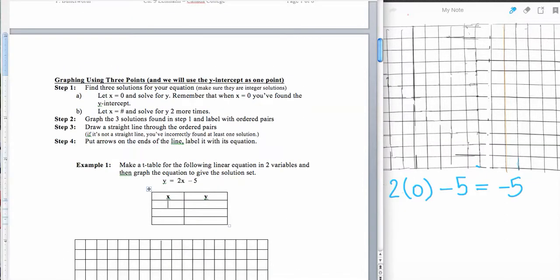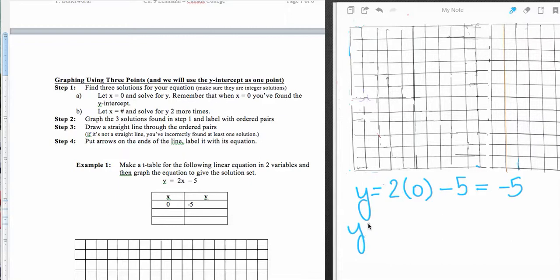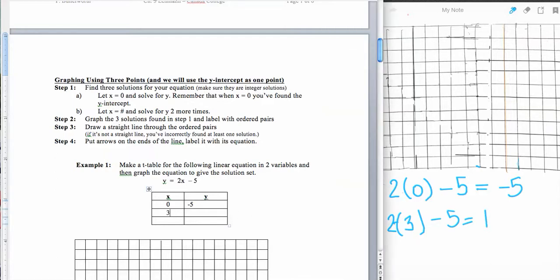We have 0 and a negative 5. And then we want to choose another number to put in. So we can choose again any number that we want to for the x. Remember that any x will eventually be part of a solution. So we're going to put in something like a positive 3. Now that we put in a positive 3, we say 2 times 3, which is 6, and 6 minus 5, which is 1. And so now over here we have a positive 3 and a positive 1.